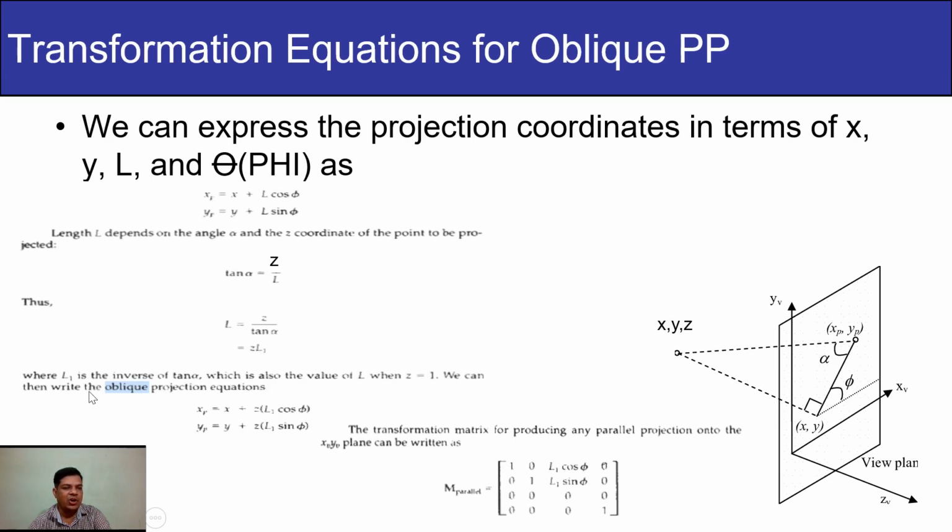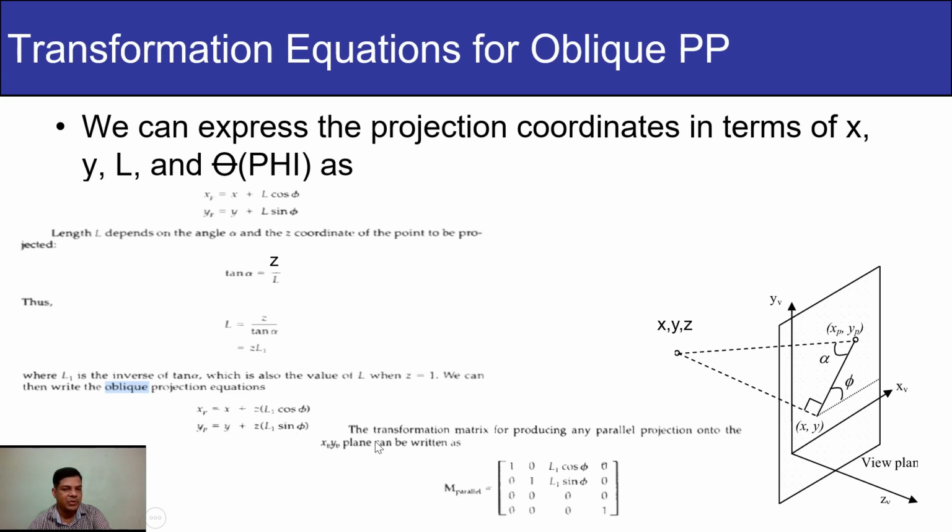We can then write the oblique parallel projection equations as xp equals x plus z L1 cos phi and yp equals y plus z L1 sin phi. So what is happening, we are substituting the value of L in these equations, and from this we can conclude that xp equals x plus z L1 cos phi and yp equals y plus z L1 sin phi.